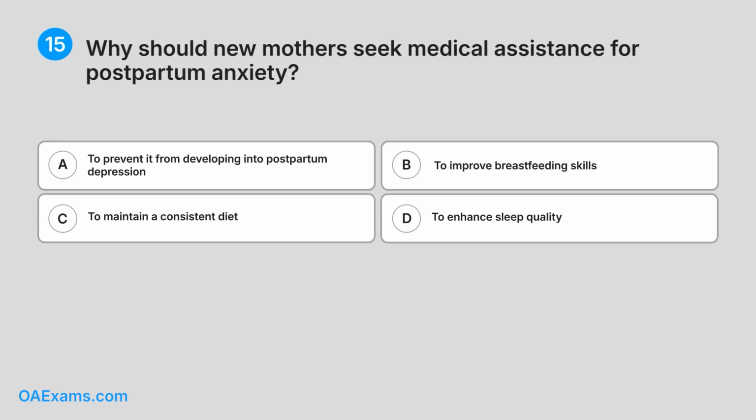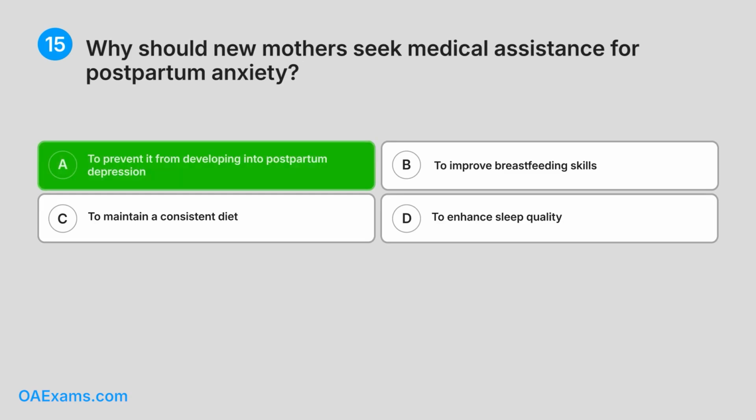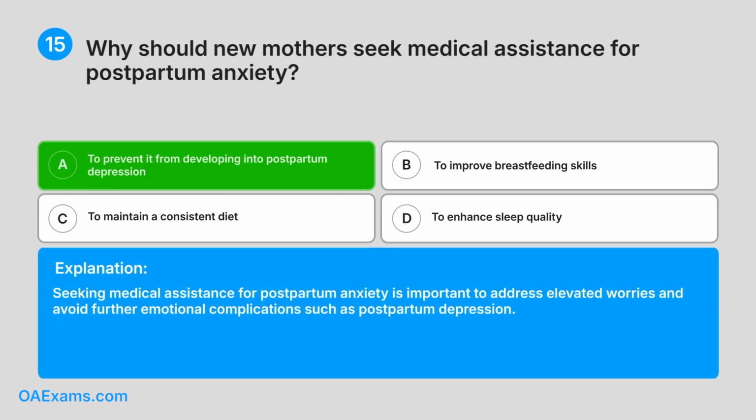Correct answer: A. To prevent it from developing into postpartum depression. Explanation: seeking medical assistance for postpartum anxiety is important to address elevated worries and avoid further emotional complications, such as postpartum depression.